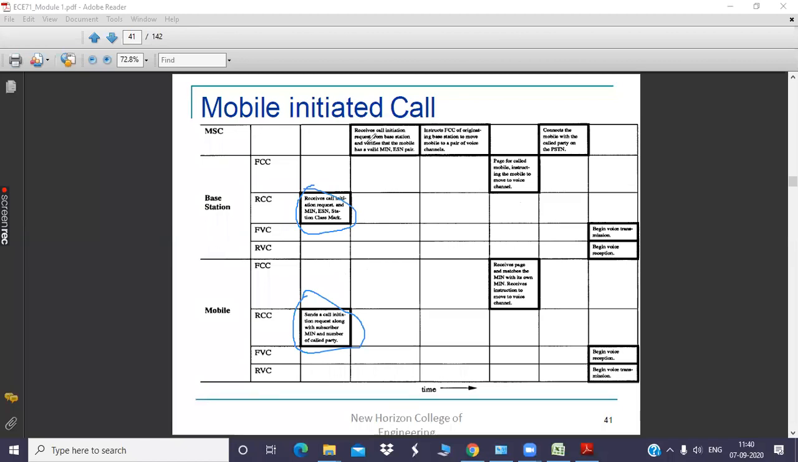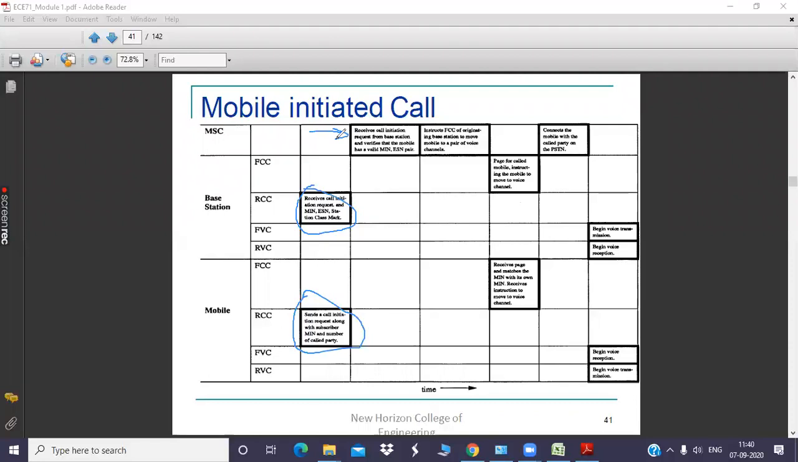So coming to the next slot. This MSC will get notified about the call initiation request from the base station. So the base station has forwarded it as such to the MSC. So the MSC will now come to know that a particular mobile user has requested a particular base station for initiating a call. So he will check the MIN number of the destination.